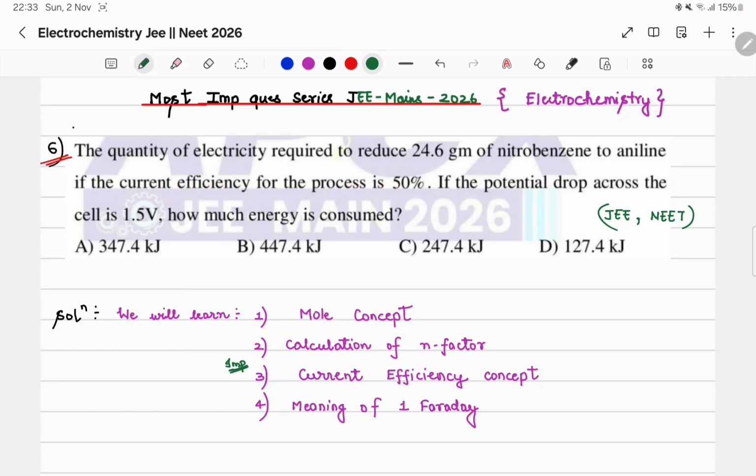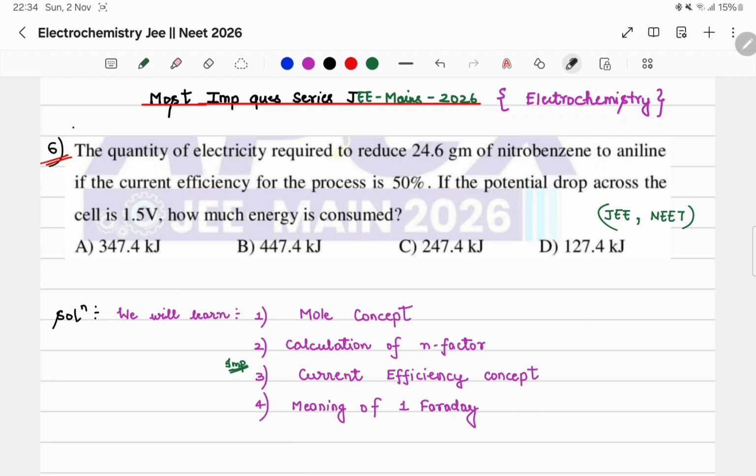Let me read the question. The question is telling the quantity of electricity required to reduce 24.6 gram of nitrobenzene to aniline, if the current efficiency for the process is 50%. Then further they are giving information: if the potential drop across the cell is 1.5 volt, how much energy is consumed? So this is our question.